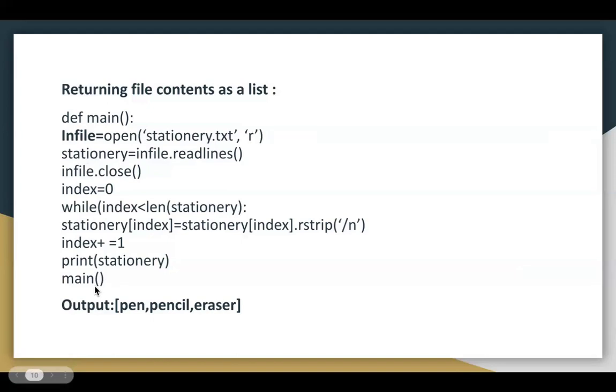And here we are calling the main function, so that all the statements that we have discussed will be executed if we call this function. So the output will be the pen, pencil, and eraser.